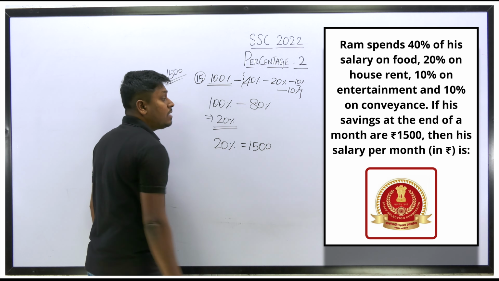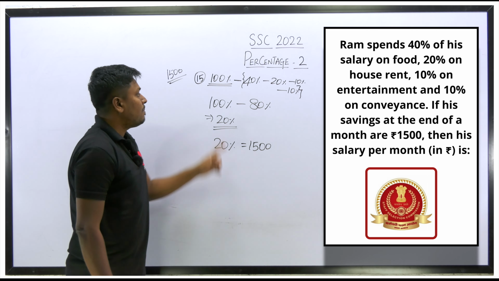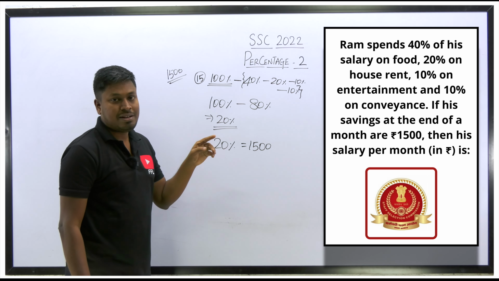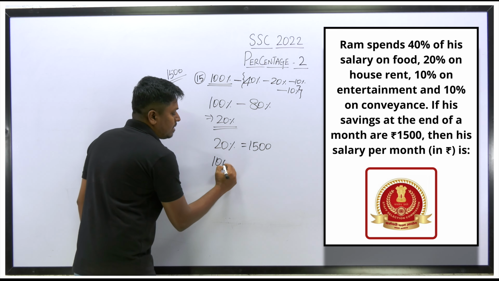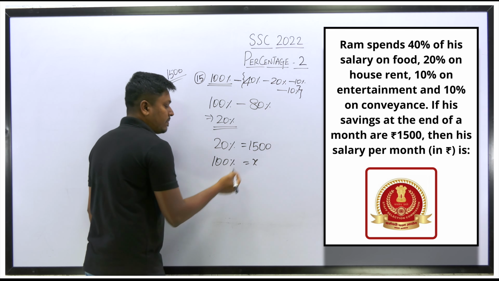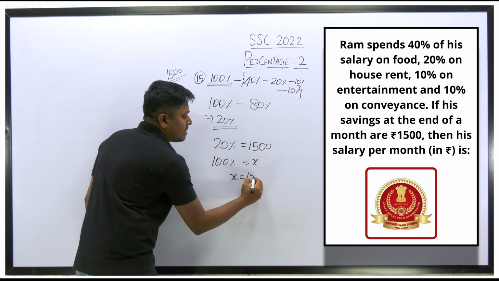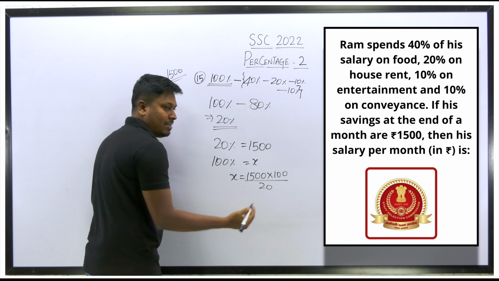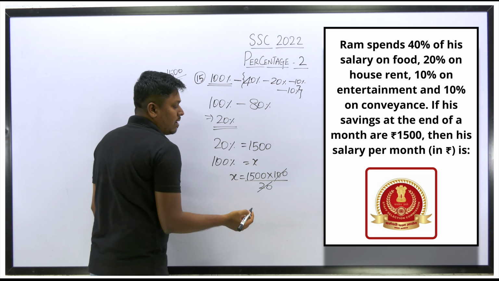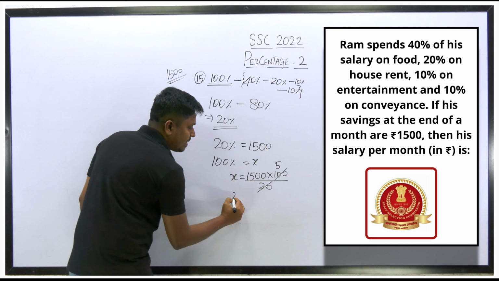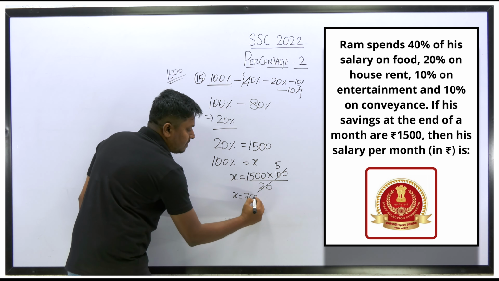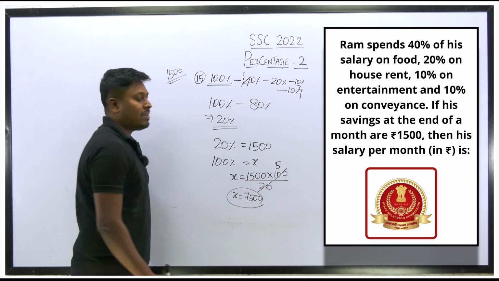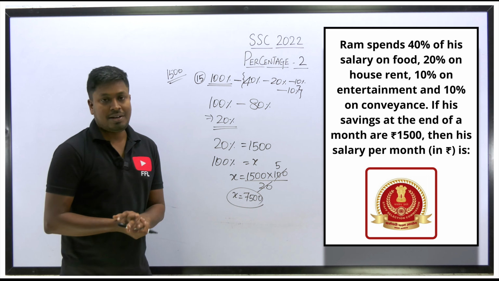So now our target is to find what? The monthly salary. The monthly salary of the person, which we kept as 100%. So 100% is equal to X. Now cross multiply it. X is equal to 1500 into 100, divided by 20. That's it. We can cancel this five times. So X is equal to 7500. So 7500 will be the monthly salary of the person.